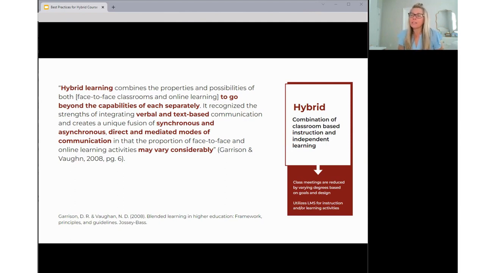It's recognized for strengths of integrating verbal and text-based communication. It creates a unique fusion of synchronous and asynchronous, direct and mediated modes of communication. And the proportion of face-to-face and online learning activities may vary considerably, which is what we've discovered just looking at a few institutions and how they define hybrid learning.